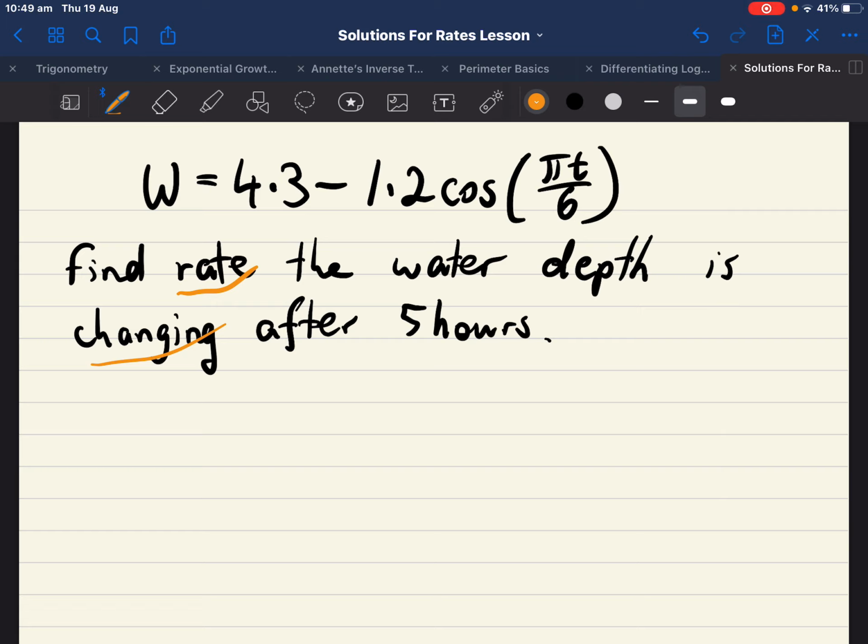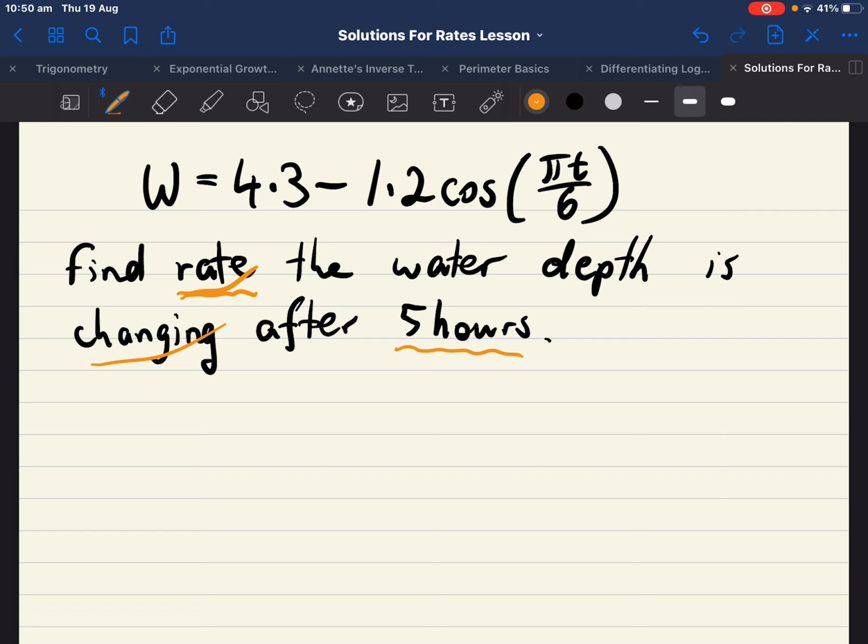And I think if you read the question carefully, time 0 was at low tide. So this would be 5 hours after low tide. So presumably the water is now rising as it's going towards high tide, and we're trying to find how fast that water will be rising. Okay, so how do we do it?